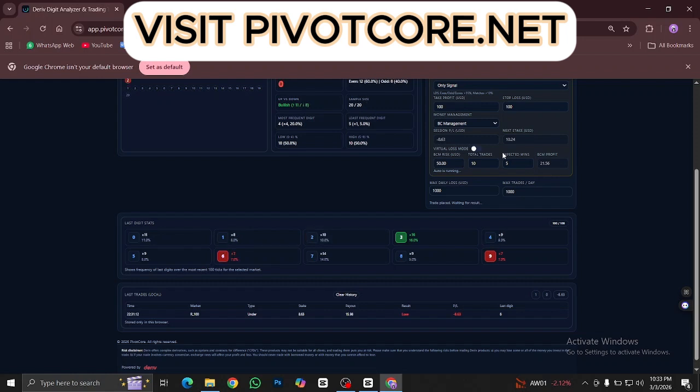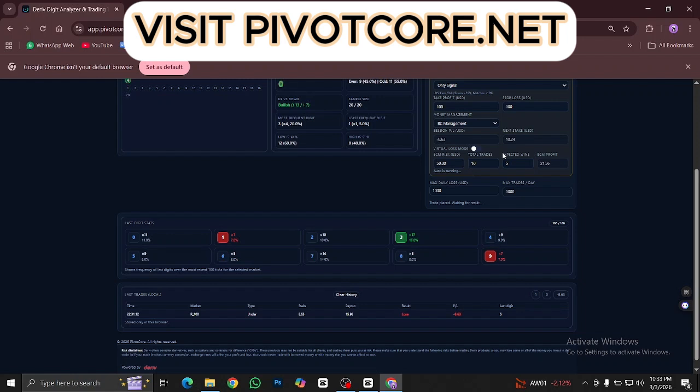Why 5? Because with the right risk management and the payouts on Deriv, winning 5 out of 10 is enough to keep your account growing steadily without over-leveraging. As you can see on the screen, the interface is clean and user-friendly. PivotCore Net isn't just a simple bot, it's a smart system.